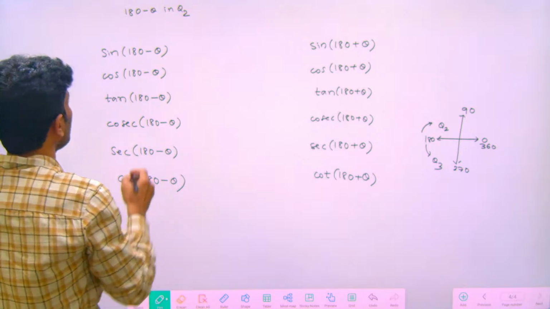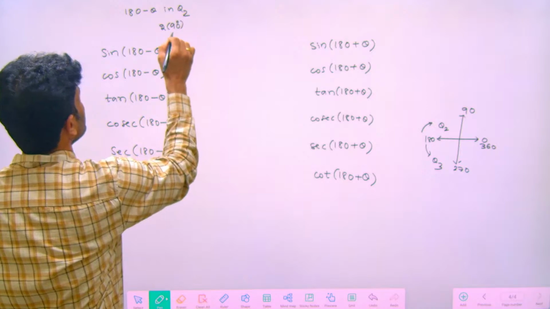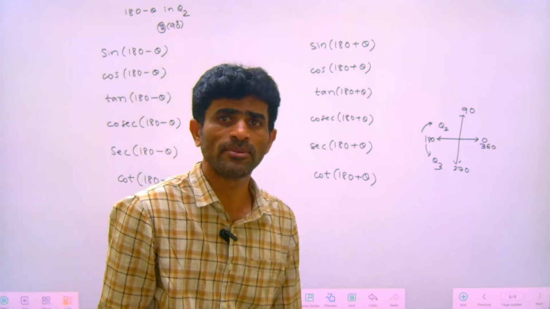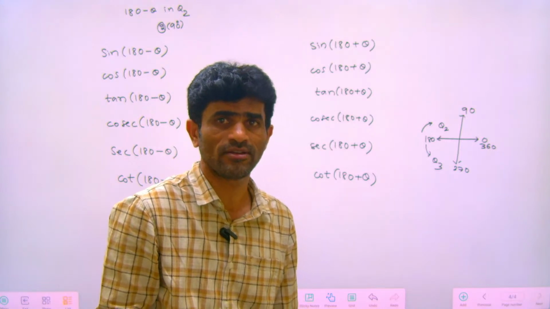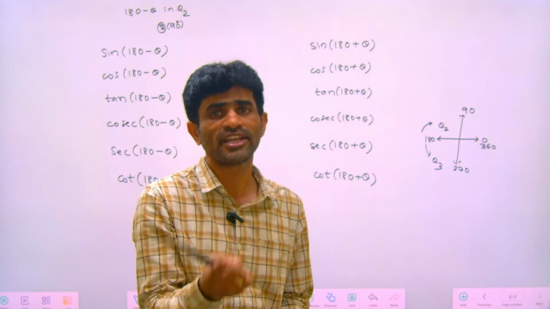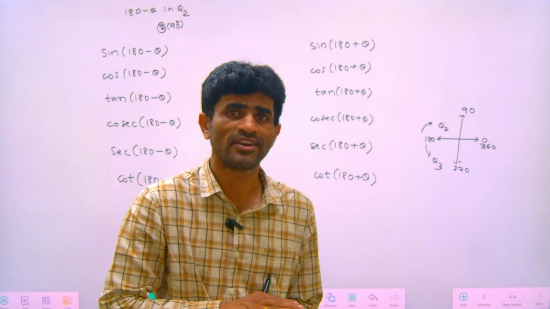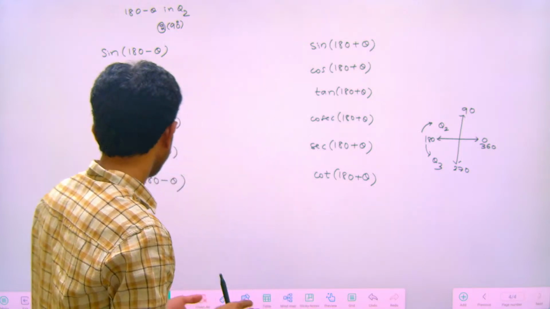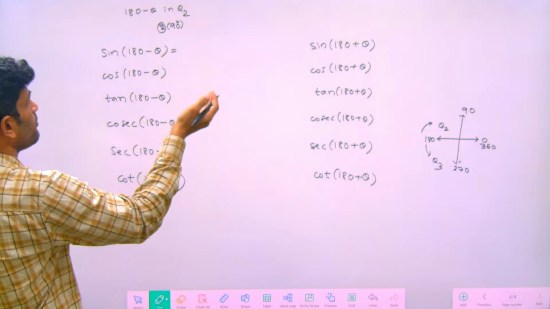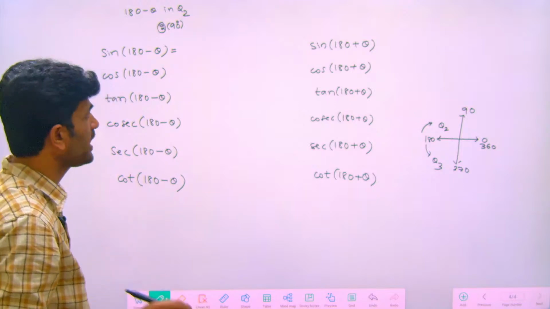And one more thing we have to know: 180 degrees is 2 into 90. 2 into 90 degrees means what is the multiple of 90 degrees here? Even number. The multiple of 90 degrees is even. When the multiple of 90 degrees is odd, it will be interchanged. But when the multiple of 90 degrees is even, there will be no change in the ratio. So what happens here? The result will be in the same terms, sine only. And in the second quadrant, sine is positive.